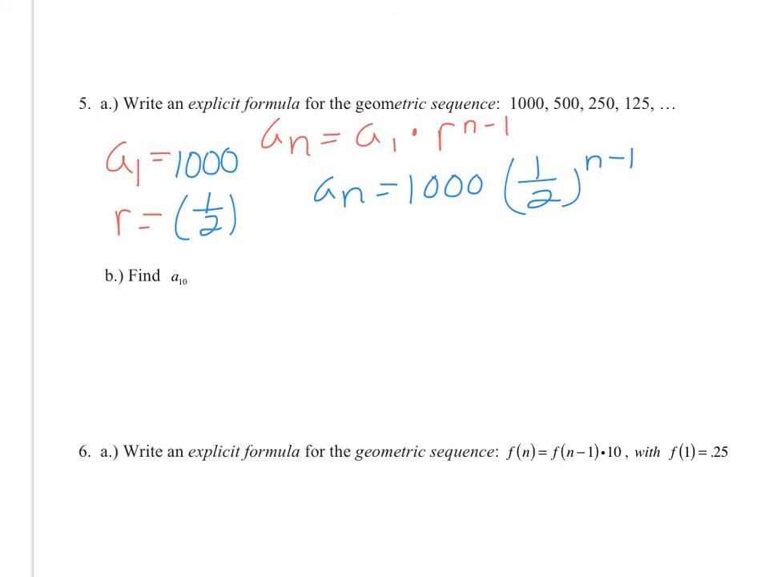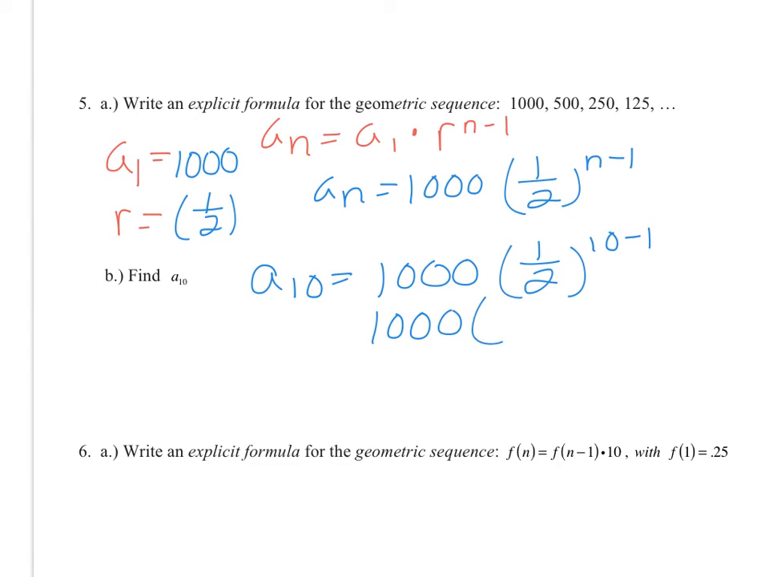They want me to find a sub 10 then. All right, let's use the formula to find a sub 10. So a sub 10 equals 1,000 times 1/2 raised, my n is now a 10, to the 10 minus 1. So it's 1,000 times 1/2 raised to the 9th power. All right, put that in your calculator. Let's see what we get for a sub 10. So hopefully you got what I got. It's a decimal, 1.953125. It didn't tell you where to round, so we're not going to round. We're just going to give everything we see on our screen.